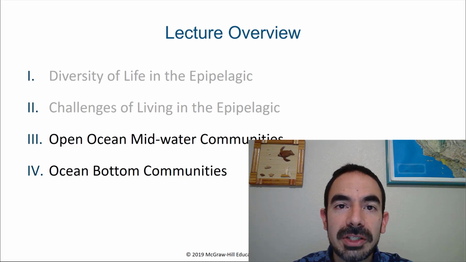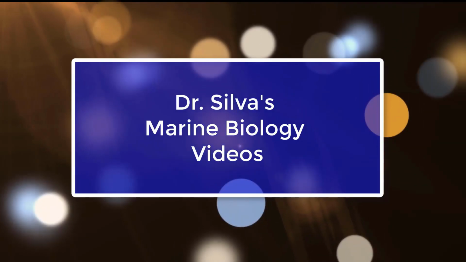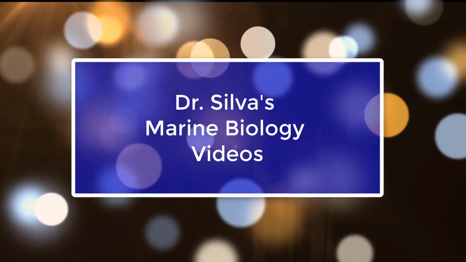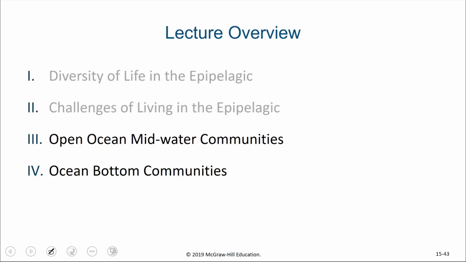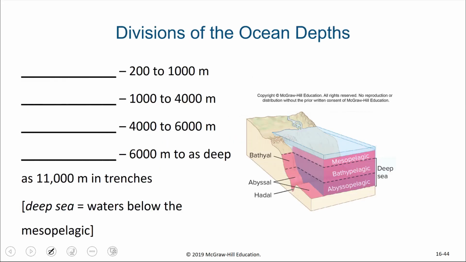Hello marine biology students. In this video we're going to talk about the organisms that live in the Mesopelagic. So below the epipelagic we have a layer known as the Mesopelagic. And the Mesopelagic still has some light, just not enough light for photosynthesis.